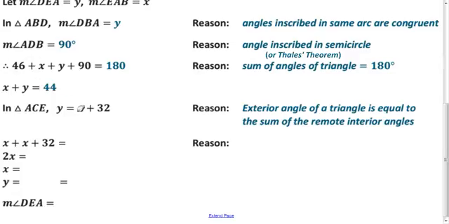And now we want to combine these, so we're going to substitute. So instead of y, we plug in x plus 32. So we're missing a 44 here. And now we do some algebra. 2x equals 12, divided by 2, and we get x equals 6. Plug in the 6 up here for x, and we can figure out what y is. y is 38. So our missing angle is 38 degrees.